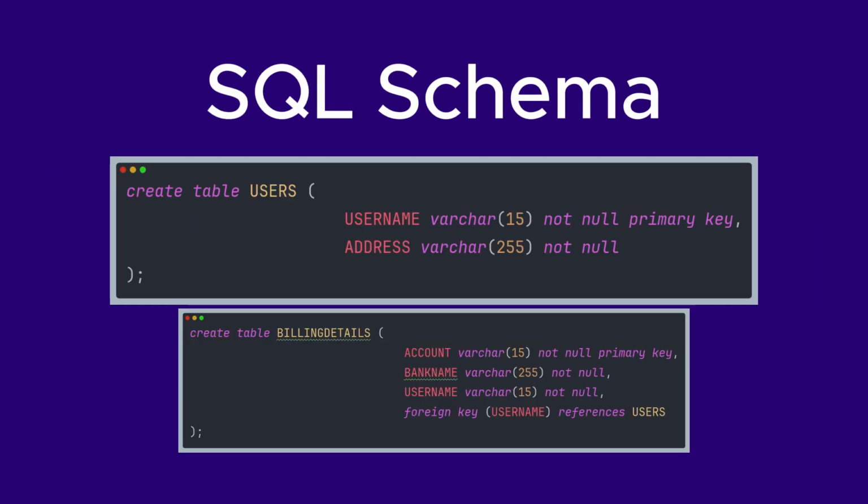It's also easy to come up with a SQL schema designed for this case. As you can see, it's extremely simple. We're creating two tables, users and billing details, and we're creating a foreign key to refer to the username in the users table.